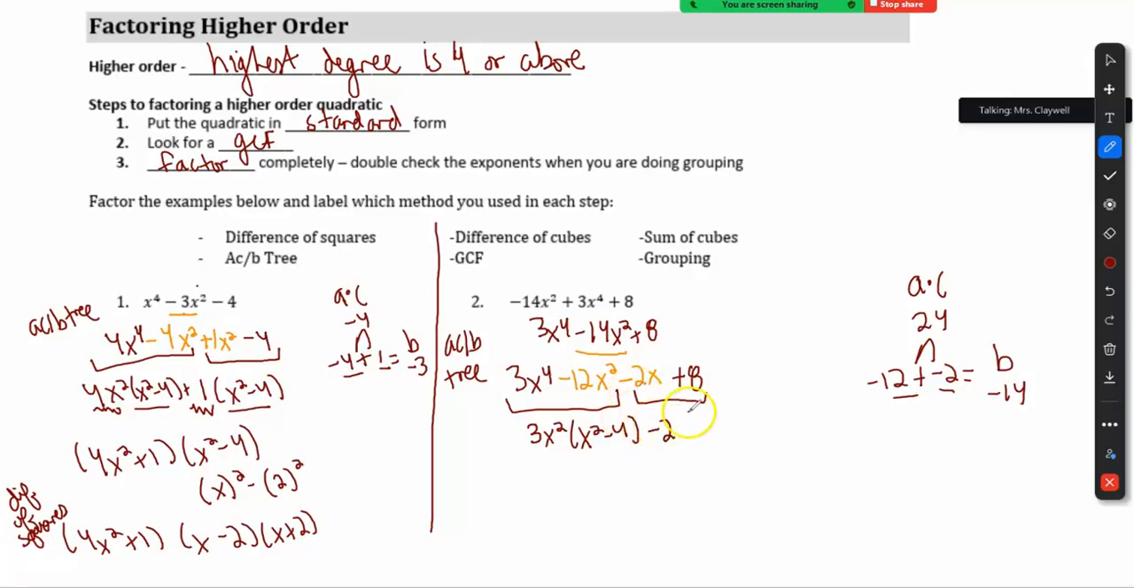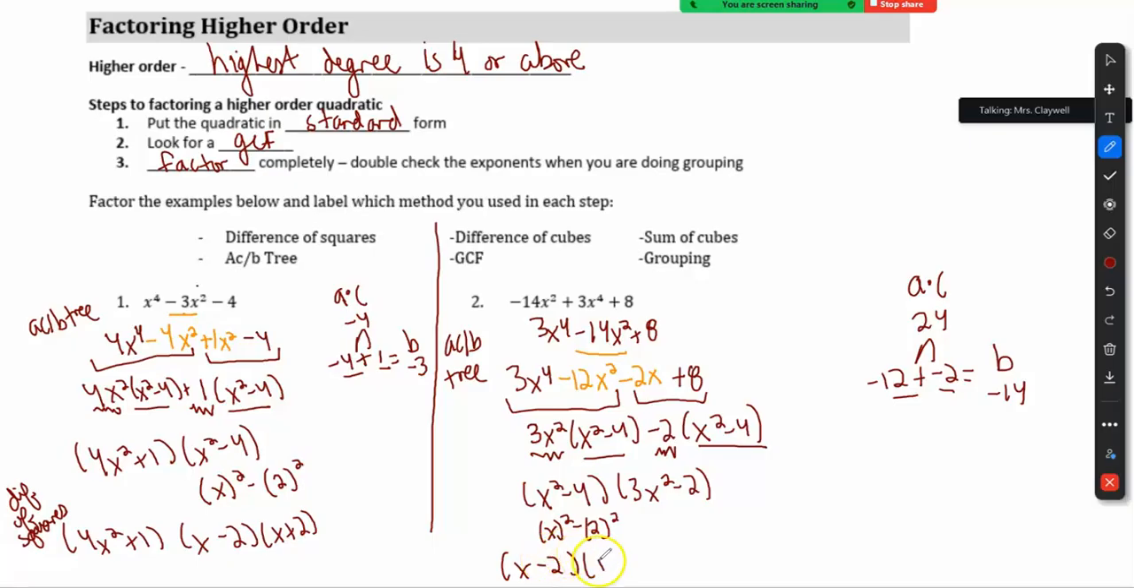I'm going to pull out a negative 2 from this one. I have matching and leftovers again. This is something squared minus something squared, just like I have on the other side, an x and 2. So x minus 2, x plus 2. And then I have to keep my 3x squared minus 2 term. So this last method I used here was difference of squares again.